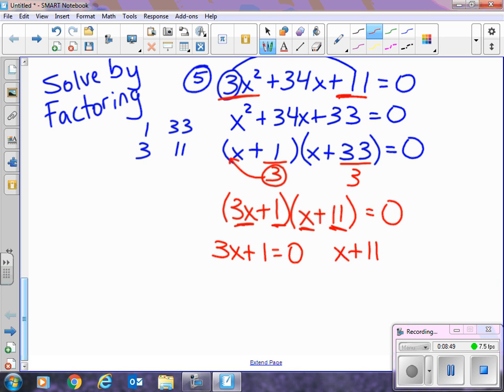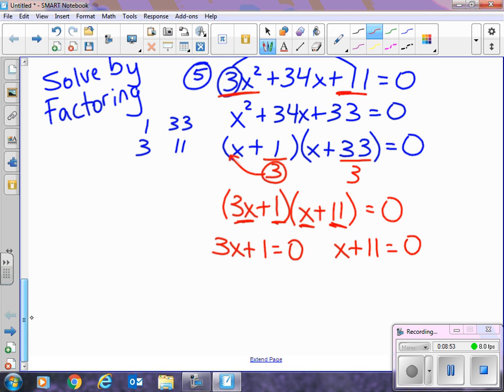One of these is a 2-step and one of them is a 1-step. Remember, for your 2-step equations, I require work. For your 1-step equations, I'm okay with you doing those in your head. So for this 1-step equation, you're going to get -11. That's a guarantee. Over here for the 2-step, you have to subtract 1. So now you've got 3x equals -1, divide by 3, and the x value is -1/3.